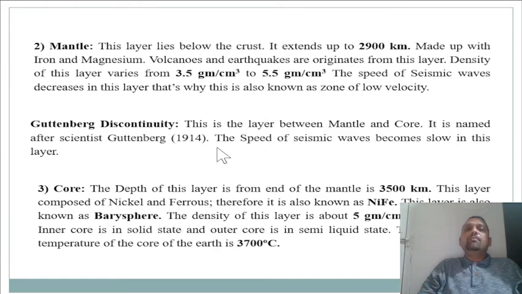Afterwards, there is another discontinuity which is known as the Gutenberg discontinuity. This is the layer between the mantle and the core, and it is named after the scientist Gutenberg, who introduced this discontinuity in 1914. The speed of seismic waves becomes slow in this layer.